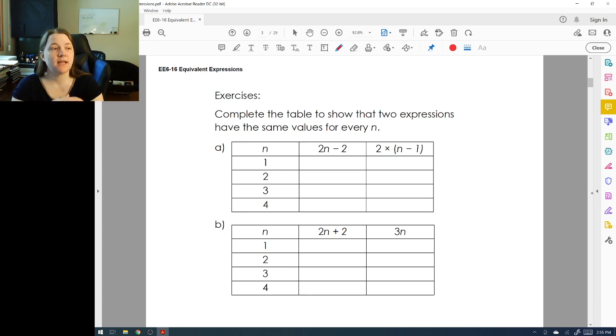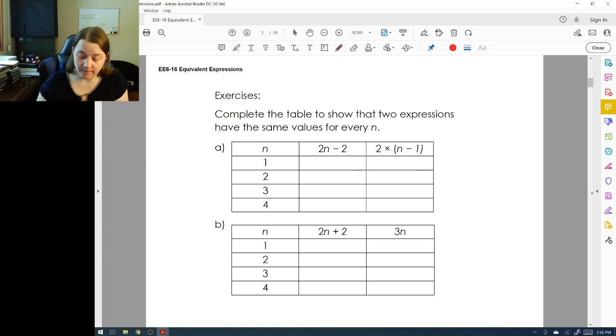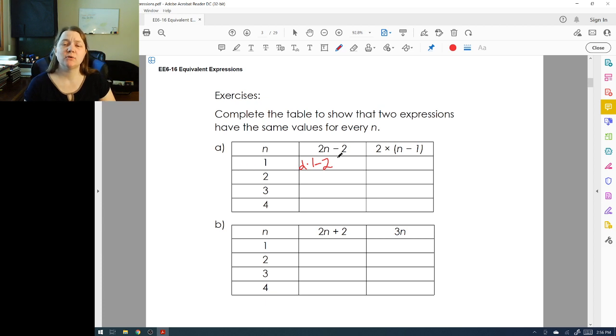So let's go ahead and complete these tables to show that these expressions have the same values each time. You can go ahead and work this out on your own, or you can work it out with me. So if n is 1, that means that this expression is going to be 2 times 1 minus 2. What I'm going to do for simplicity's sake is go straight down the row and fill these out, and then I can go back and figure them out later. 2 times 2 minus 2. 2 times 3 minus 2. 2 times 4 minus 2.